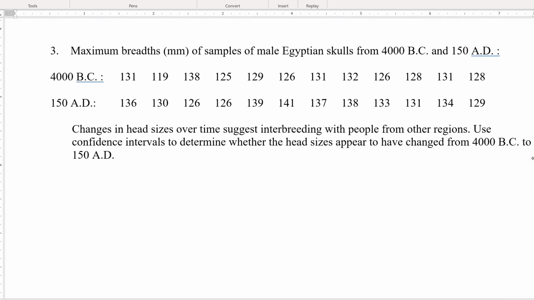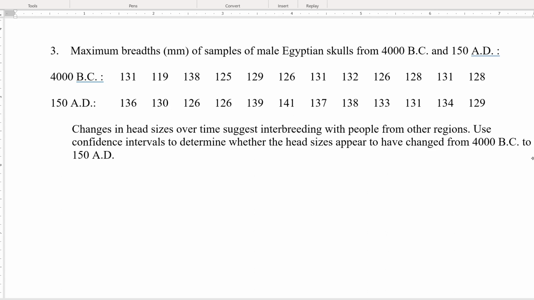The maximum breadths of samples of male Egyptian skulls from 4000 BC and 150 AD. So do we think that head size changes over time? Or heads get bigger, they get smaller, right? Well, changes in head size over time suggest interbreeding with people from other regions. Okay. Use a confidence interval to determine whether the head sizes appear to have changed from 4000 BC to 150 AD. So was there a change?